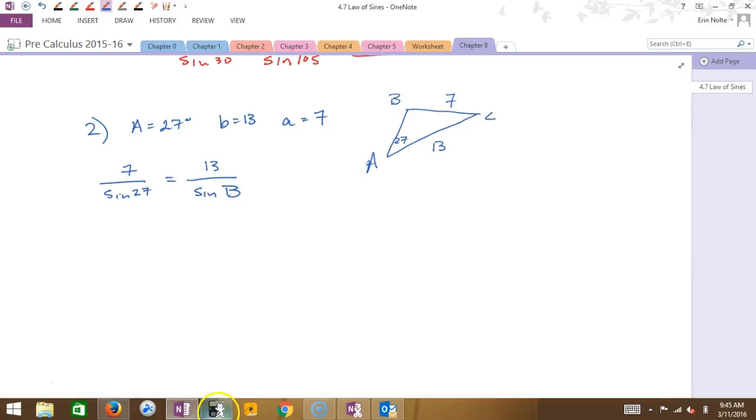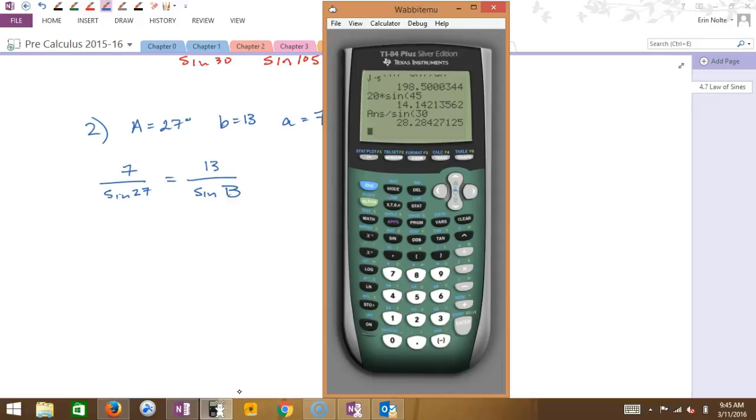So what is my cross multiplication steps going to be? Okay, that'll be my last step. Yep, sine of 27 times 13. Okay, good. The sine of 27 times 13, then I'm going to divide by the 7, and then I'm going to get a really small number, and then I'll inverse it. Okay, so I start with 13 times the sine of 27. Okay, and then I have to divide by 7. Okay, so that's my normal cross multiplication, and now this is equal to the sine of B.